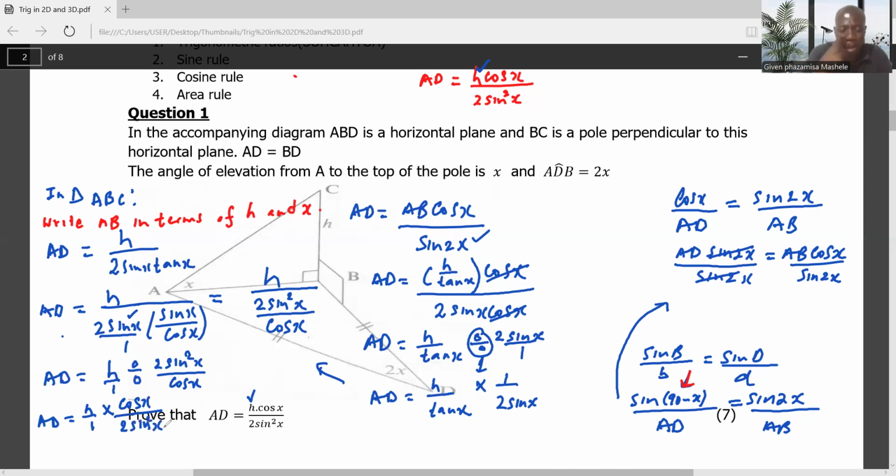I believe you are now following. Let's now multiply the numerator and denominator. What is H multiplied by cos X? It's just giving us H cos X. And then 1 multiplied by 2 sine squared is giving us 2 sine squared X. So we've proved it. Remember, I'm following all the steps to allow everyone to understand what I'm doing. But in most cases, guys, you need to separate the triangles. You first identify whether you're going to use SOHCAHTOA or not, then you take it from there. I believe you are following. Let's now move on to the next question.